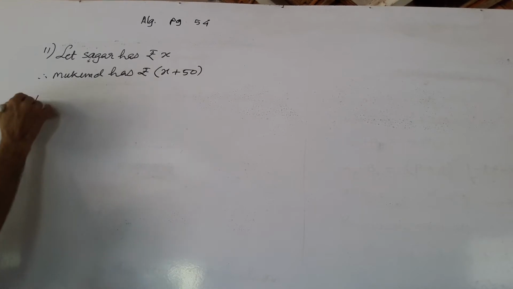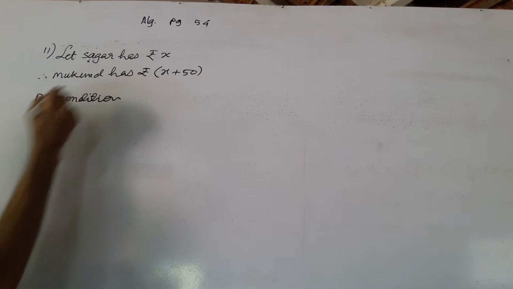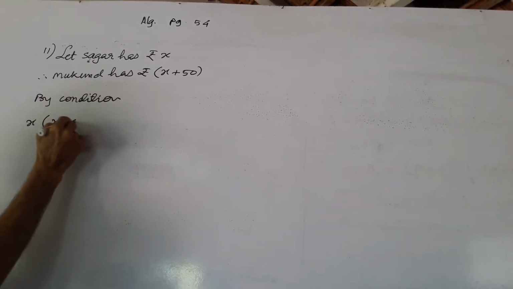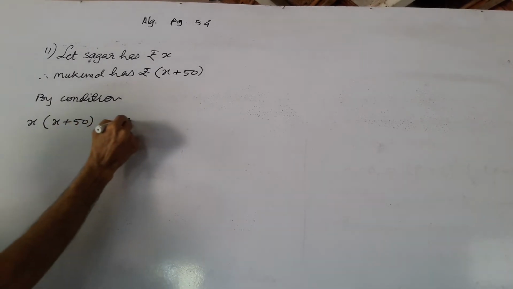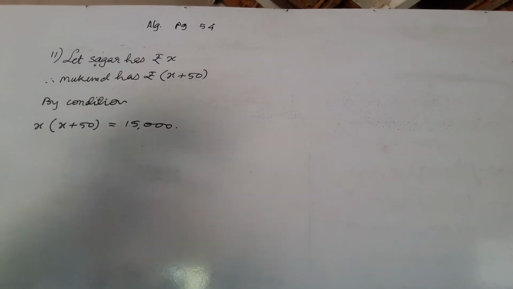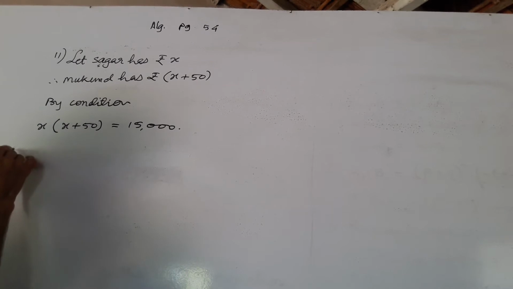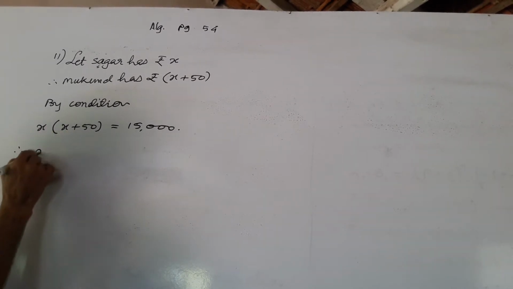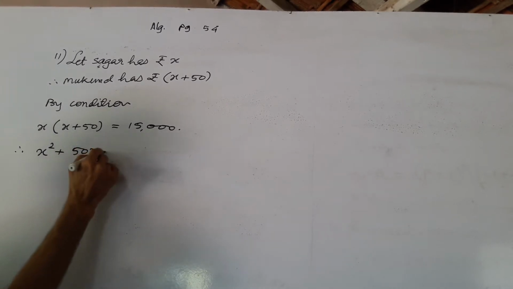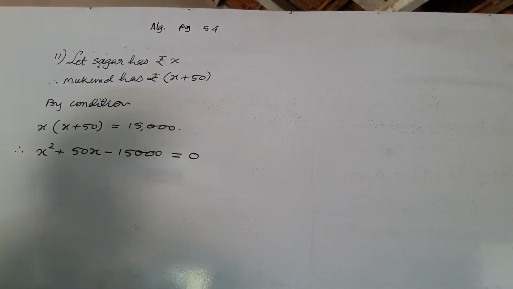So by condition, the product of the amounts, Mukund's amount and Sagar's amount, is given as 15,000. This is the given condition. See once again, the product of the amounts is 15,000. Now let us solve this and give the general form. So x into (x plus 50), that is x square plus 50x. Bring this 15,000 to this side, so it will become minus, and that side equal to 0.